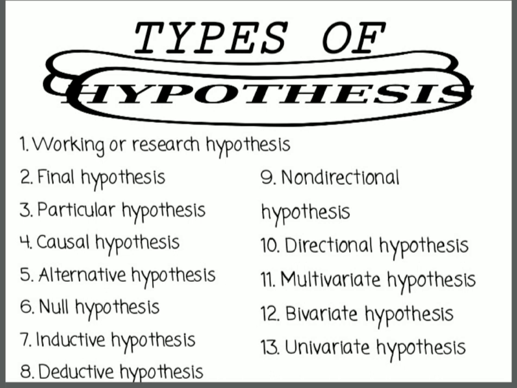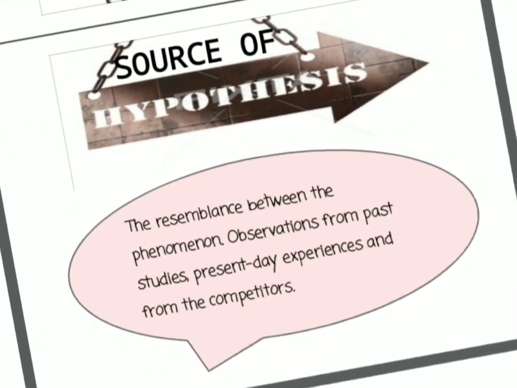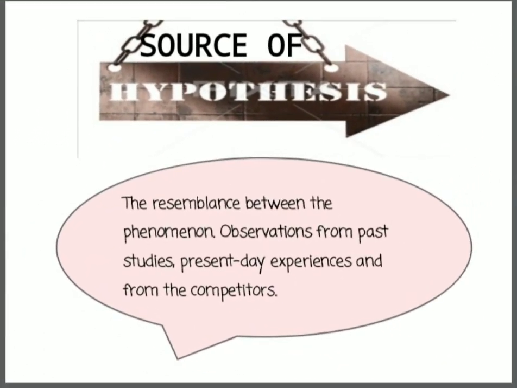Multivariate hypothesis, proposing a relationship among more than two phenomena or variables. Bivariate hypothesis, proposing a relationship between two phenomena, and univariate, concerned with only one phenomenon or variable. The source of hypothesis: the resemblance between the phenomenon, observations from past studies, present-day experiences, and from the competitors.